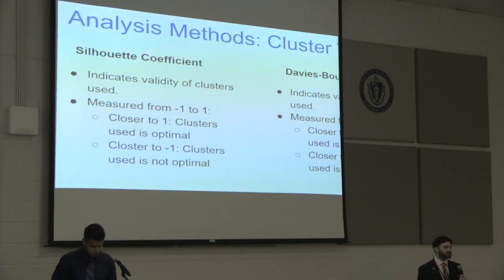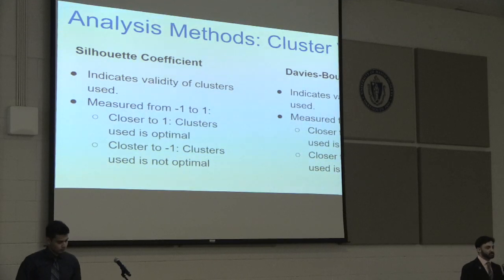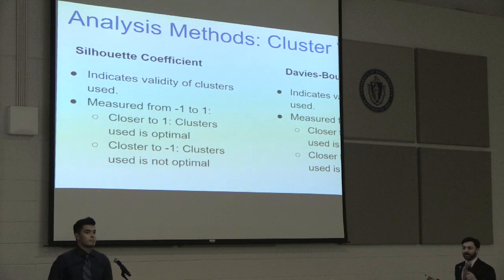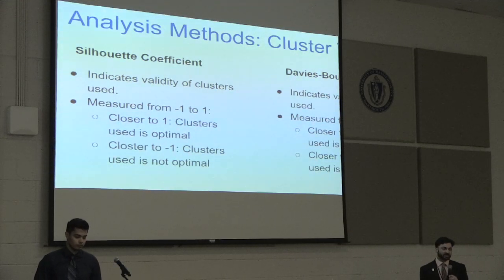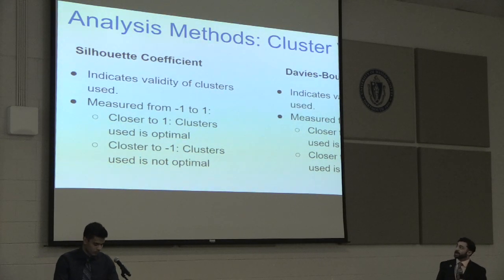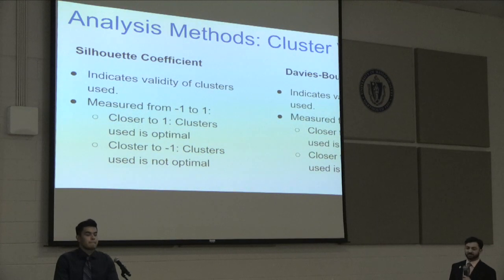Now that we have our clustering algorithms, we wanted to validate and account for purity of our data. So we used an array of analysis methods to do this. We also used Silhouette's coefficient and the Davies-Bouldin index. Each of these takes a score: for Silhouette's coefficient, -1 to 1, and for Davies-Bouldin, 0 to 1.